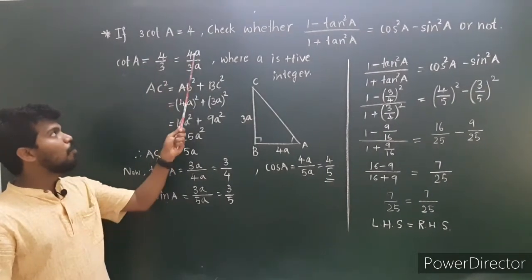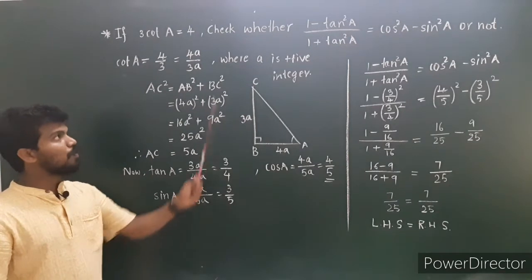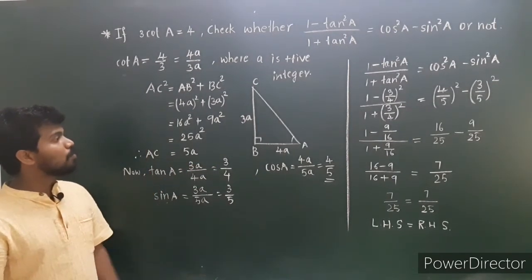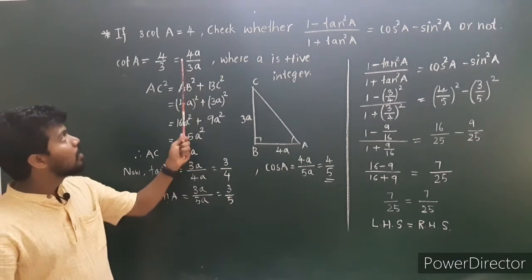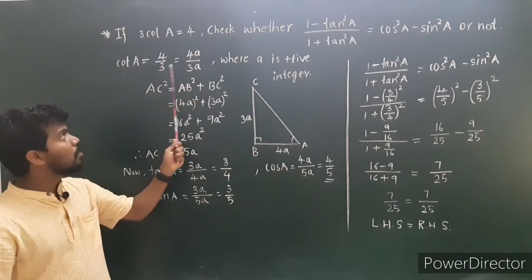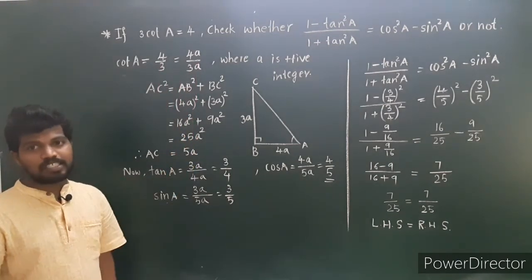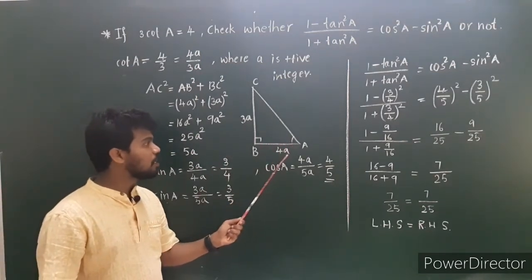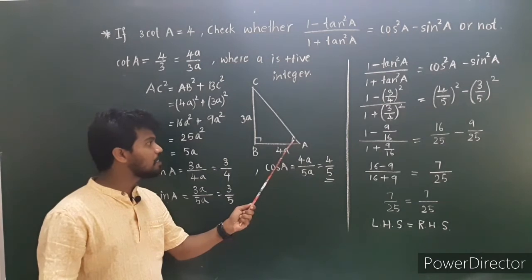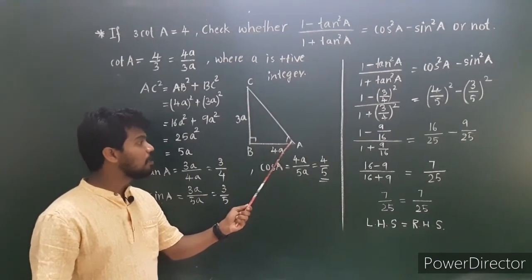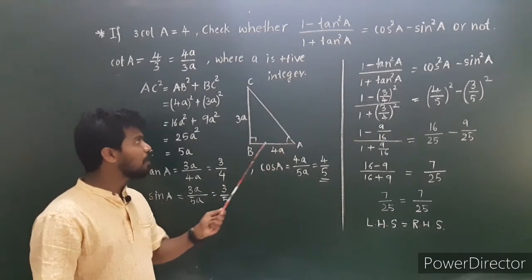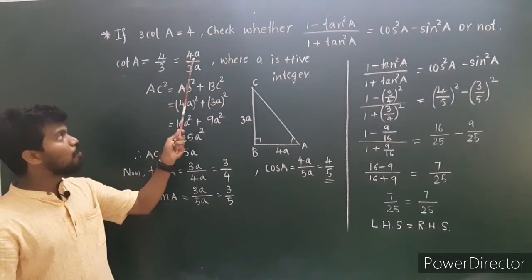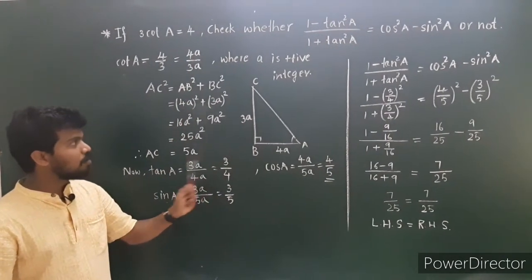So that means 4A by 3A, where A is the positive integer. So now we have to find, the definition of cot is adjacent side by opposite side. So which one is the adjacent side? So for angle theta is here. So our angle A is here. So adjacent side is AB and the opposite side is BC. So substitute 4A, 3A.